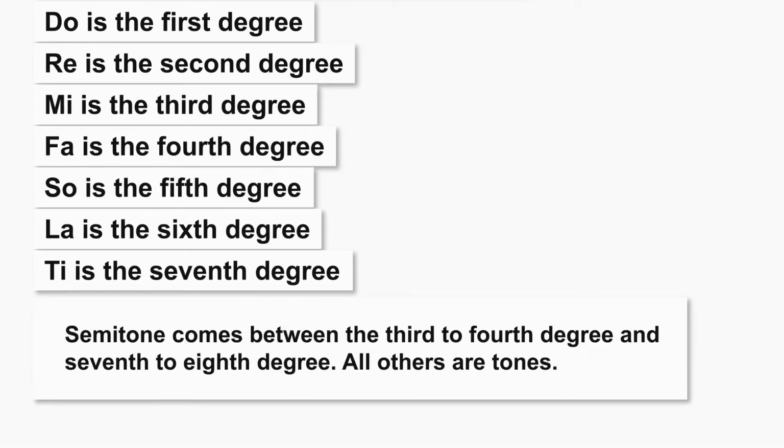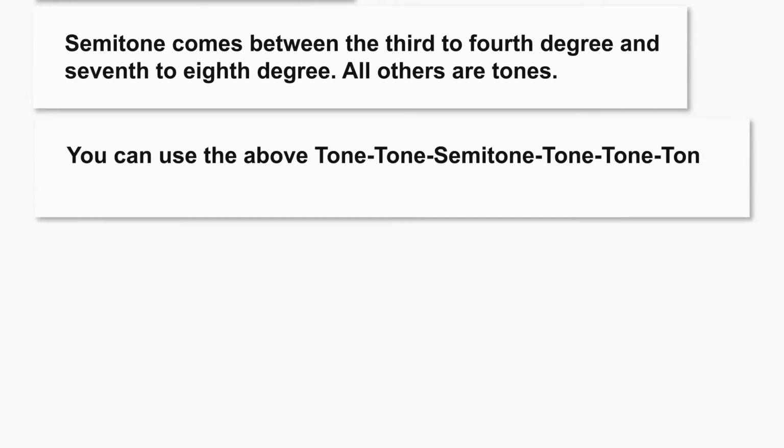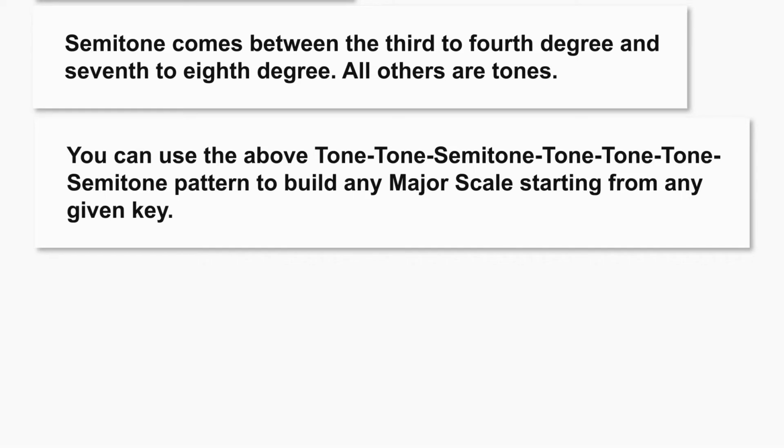Semitones come between the 3rd and 4th degrees and the 7th and 8th degrees. All others are tones. You can use the above tone-tone-semitone, tone-tone-tone-semitone pattern to build any major scale, starting from any given key.